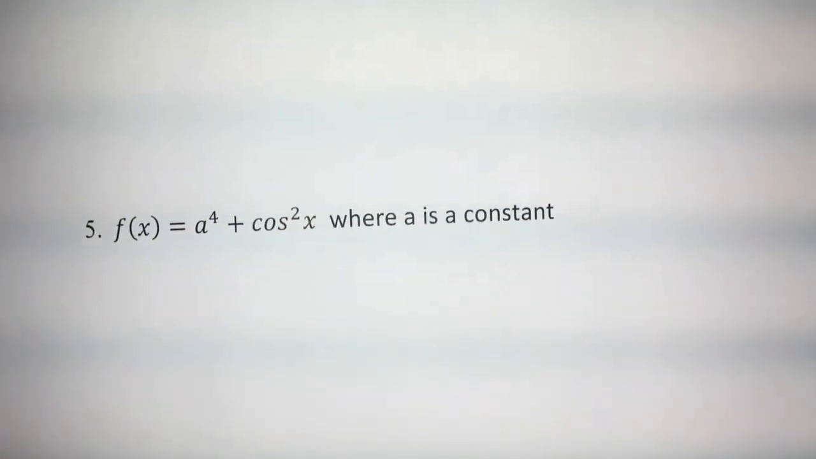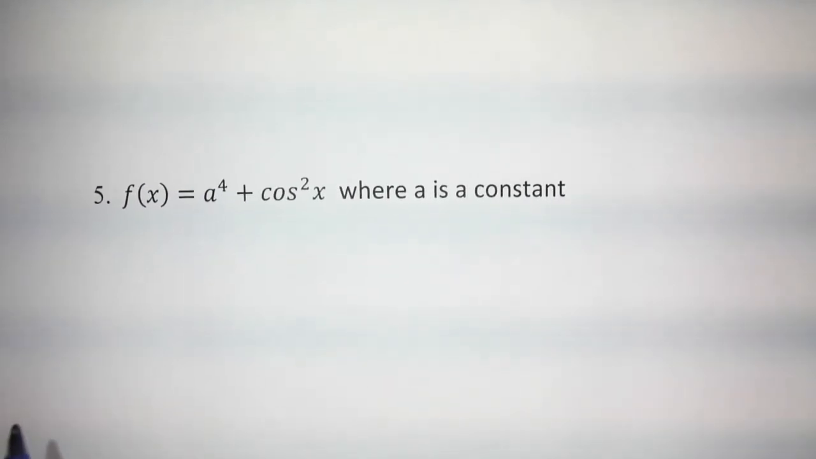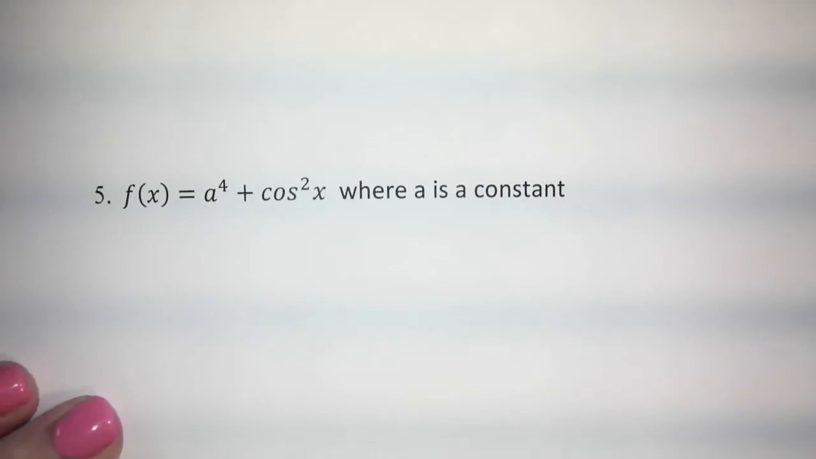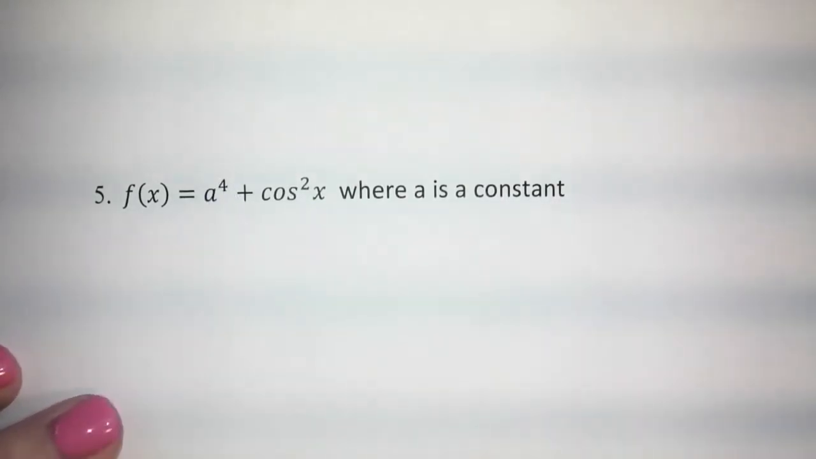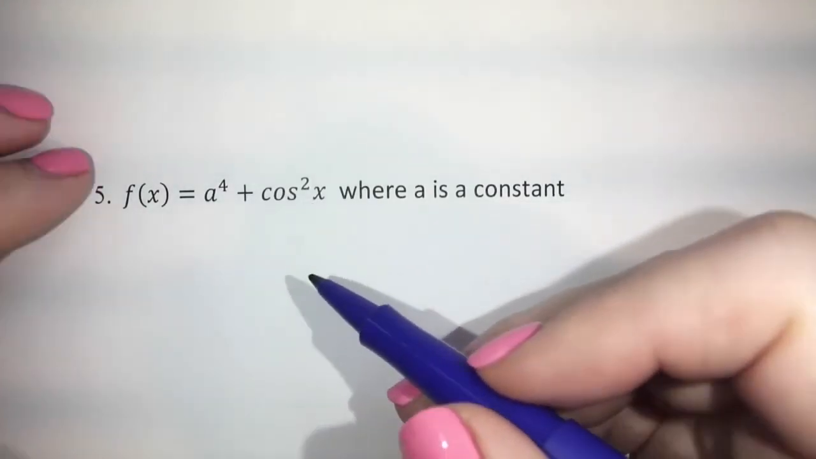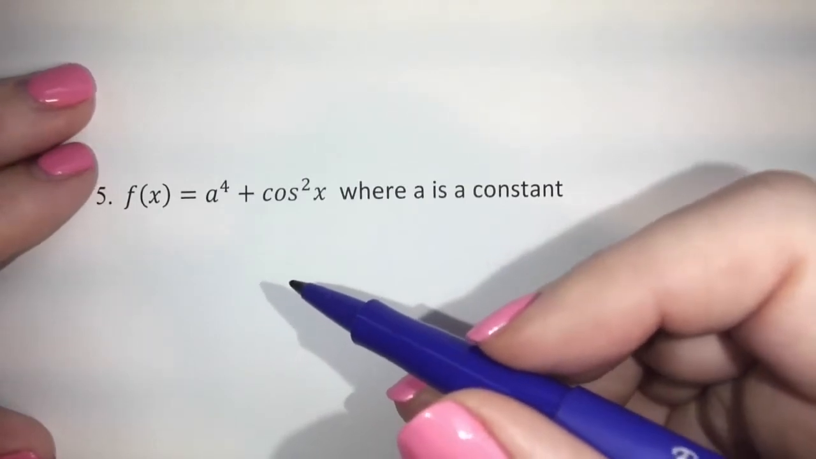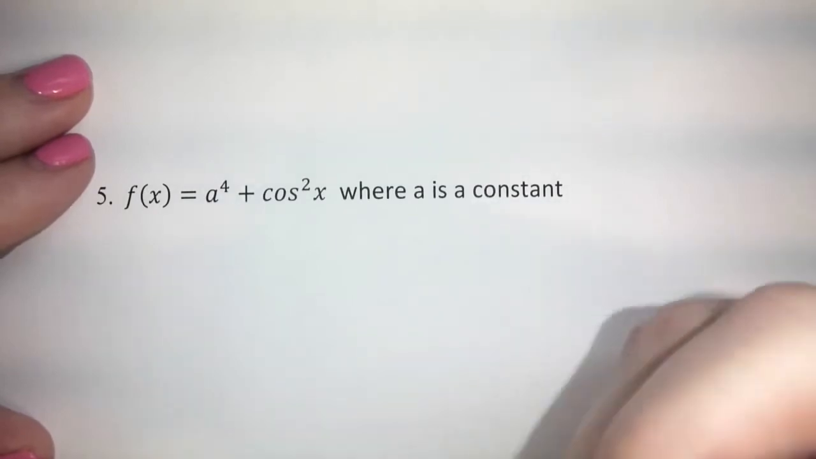Okay, number 5. We have f of x equals a to the 4 plus cos squared x, where a is a constant. So there's 2 tricks here. Number 1 is they used a letter here as a constant, but we know the derivative of just a constant is 0, so there's no x with the a, so the derivative of that will just become 0. And the other trick is that we're doing the derivative of cos squared x. And you have to be really careful. A lot of people mess up derivatives with the cos squared, sine squared, tan squared, things like that.